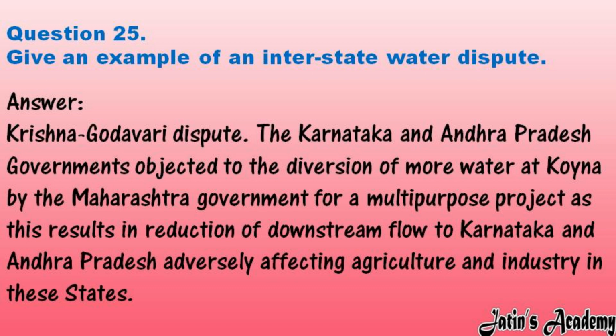Question 25. Give an example of an interstate water dispute. Answer. Krishna Godavari dispute. The Karnataka and Andhra Pradesh governments objected to the diversion of more water at Koyna by the Maharashtra government for a multipurpose project, as this results in reduction of downstream flow to Karnataka and Andhra Pradesh, adversely affecting agriculture and industry in these states.